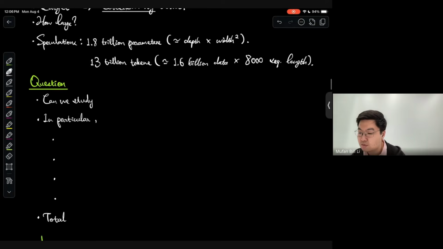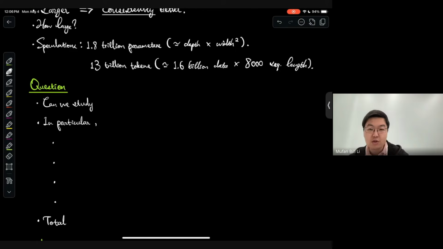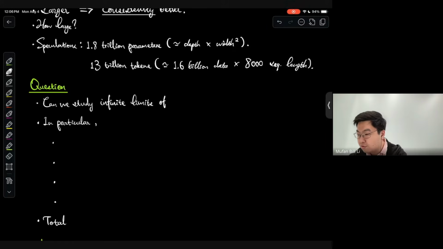Essentially, the main thing I want to bring up here is, can we study infinite limits of neural networks? Here I highlight once again the word infinite. Obviously, all neural networks in practice are finite, so the infinite limits are meant to be a mathematical model of neural networks. But what are we exactly modeling here?